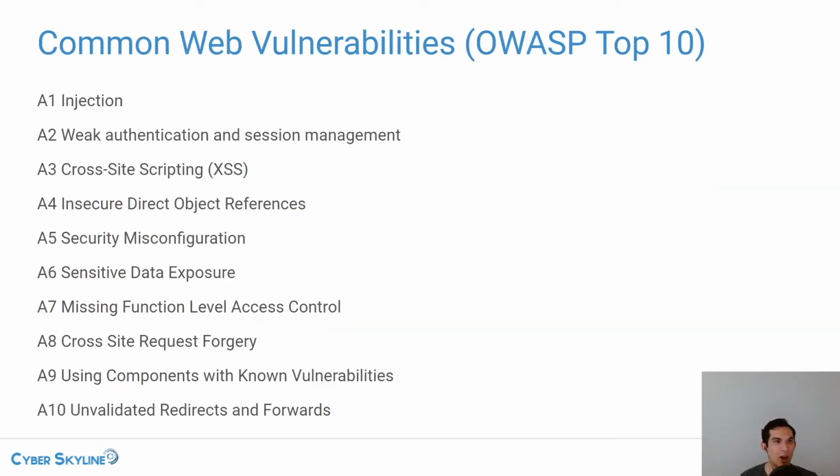These are the common web vulnerabilities called the OWASP Top 10. Common web vulnerabilities that you might find. So the first one is injection, second one, weak authentication and session management, and third one is cross-site scripting. And so we're just going to go over these first three, but if you want to learn more about the other things, let us know, and we'll make another episode about that.